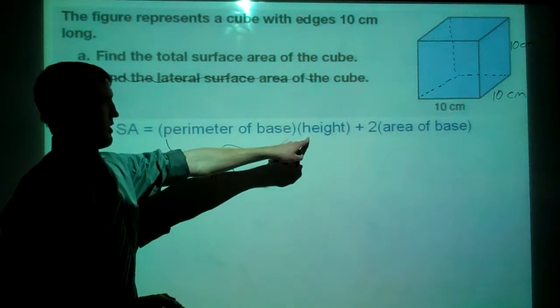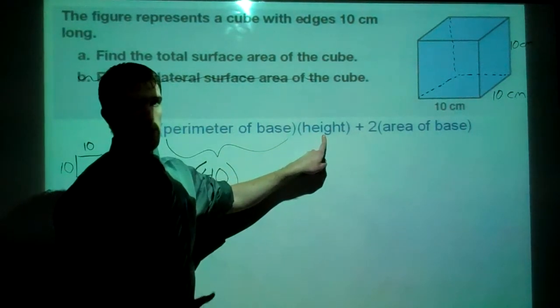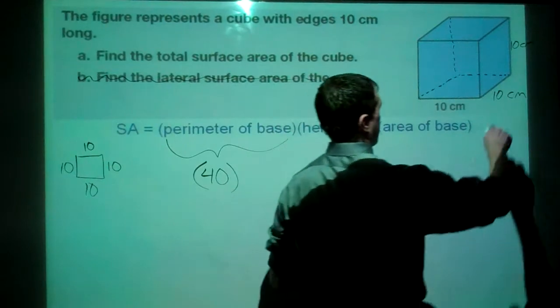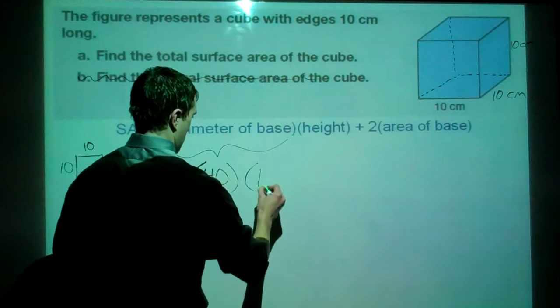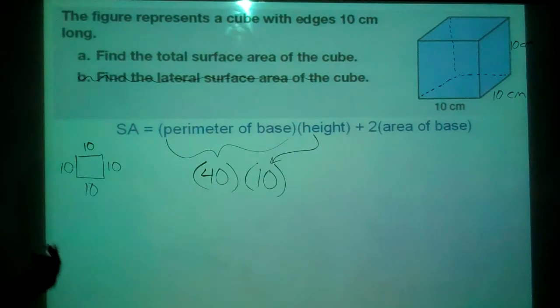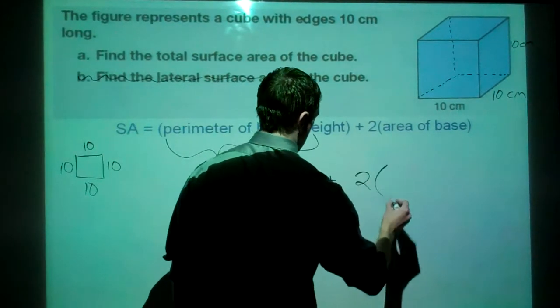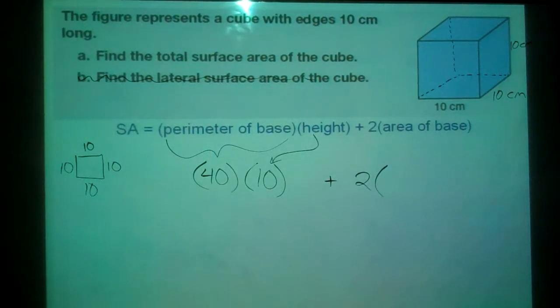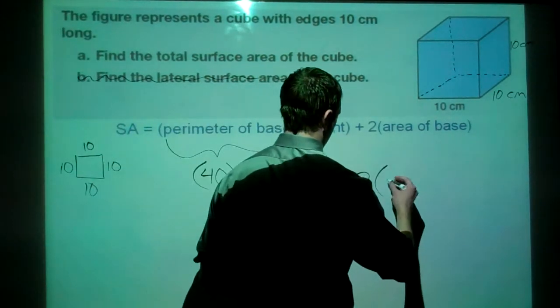We're going to multiply that times the height of our figure. This is the only piece that you use that doesn't deal with the base. So the height is how tall your shape is, and it's 10 centimeters. So that piece went right there. And we're going to add on 2 times the area of the base. Now the area of the base, remember we have a square base, so length times width. So it should be 10 times 10, which is 100.